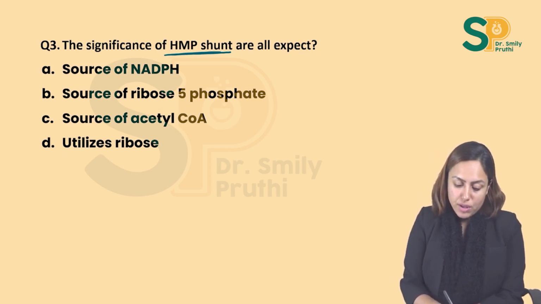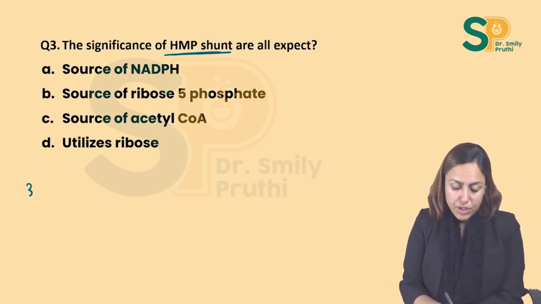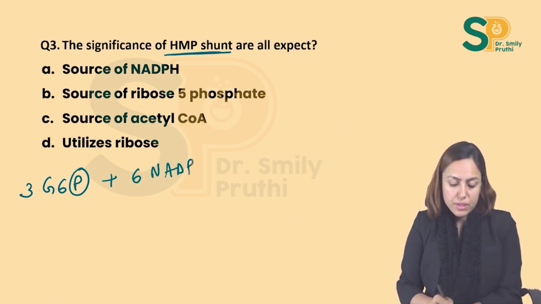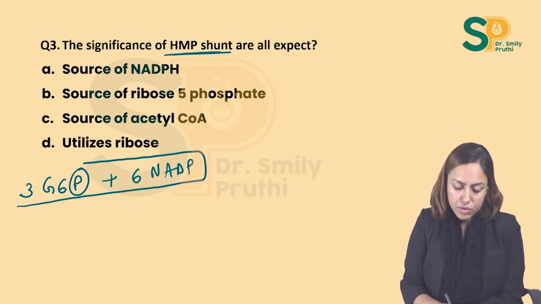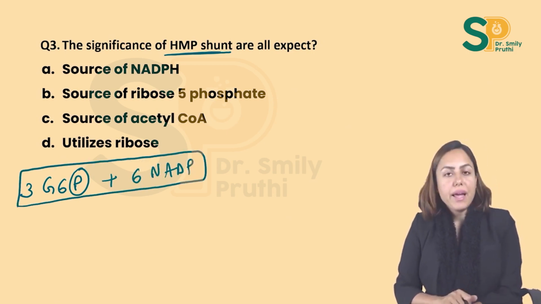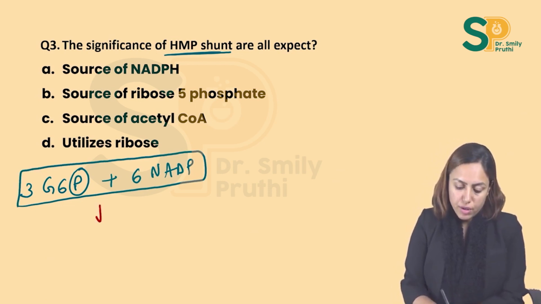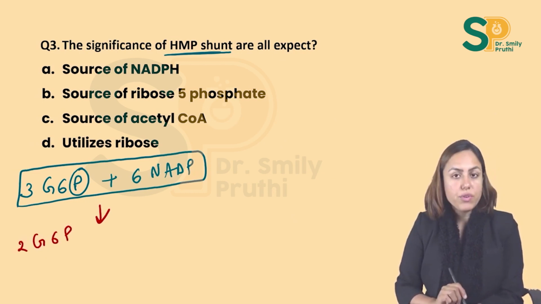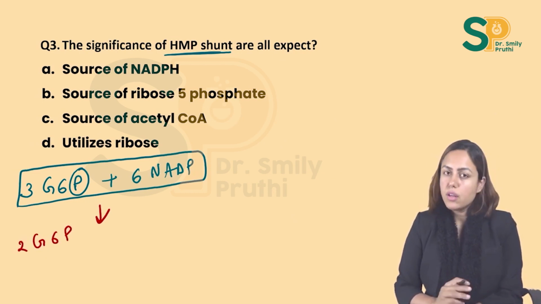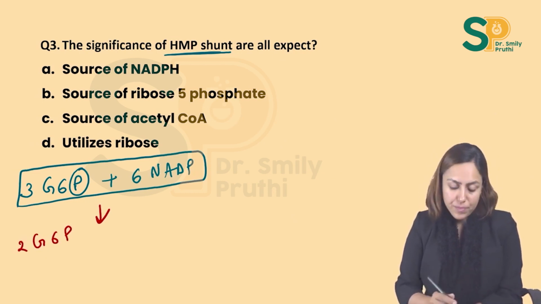So in the HMP cycle, we take 3 glucose 6-phosphates plus 6 NADP. So these are the substrates you can say. And after the reaction or cycle, what you get is 2 molecules of glucose 6-phosphate, right? So 3 were taken, 2 we have again obtained.